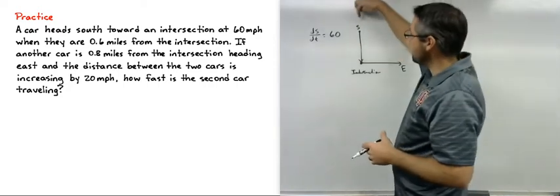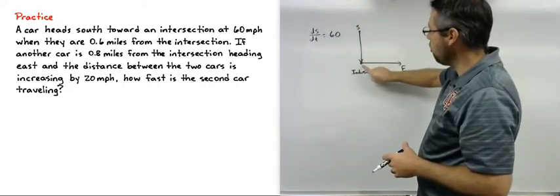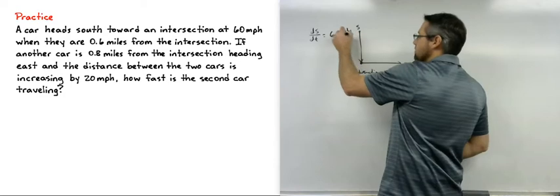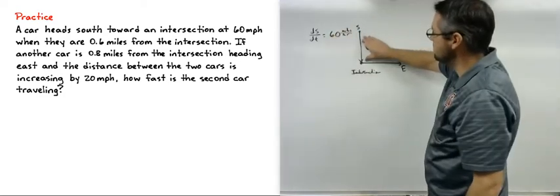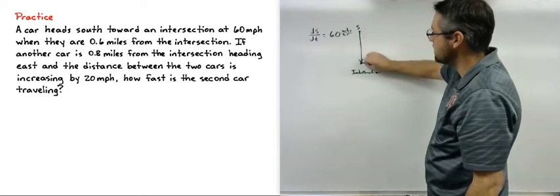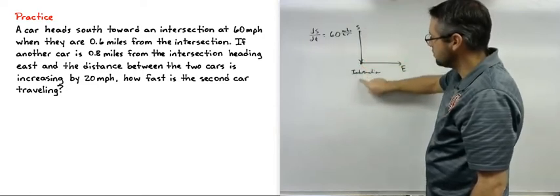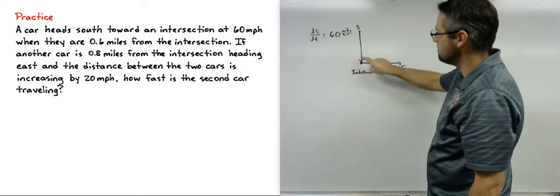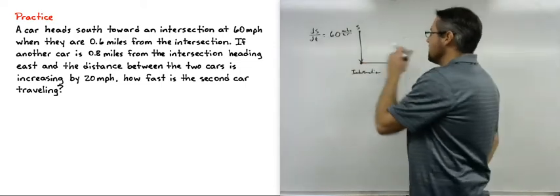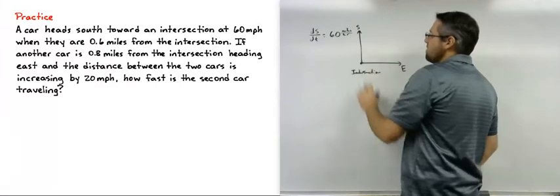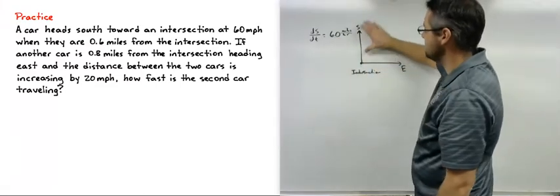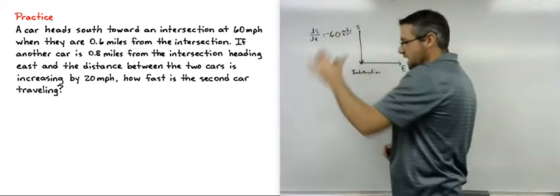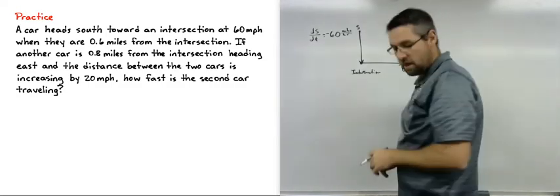Okay? We are saying that this car is heading south toward the intersection at a rate of 60 miles per hour. But notice this distance between the car heading south and the intersection is decreasing. If it were to pass the intersection, the moment it passes the intersection, we would then say that the rate is positive because the distance between it and the intersection is increasing. If he was heading north instead of south, then this would be a positive 60 because the distance is increasing. But because he's heading south, we're going to put a negative 60 there because that length is decreasing. That's important.